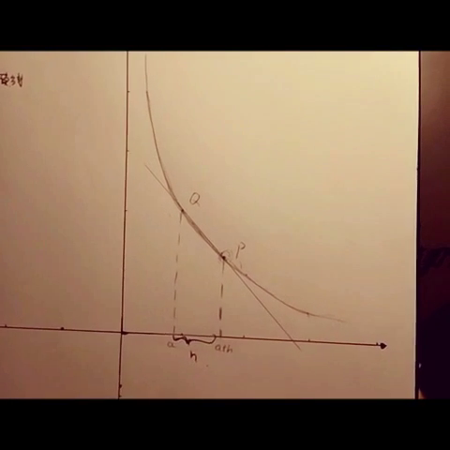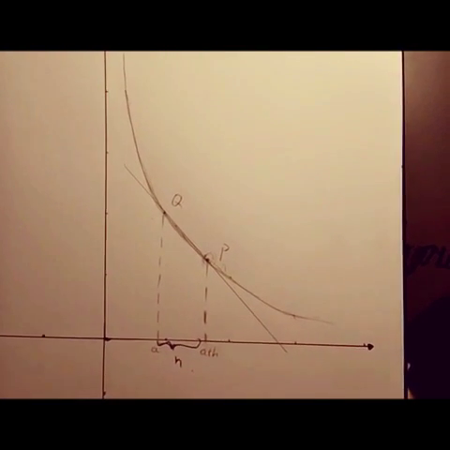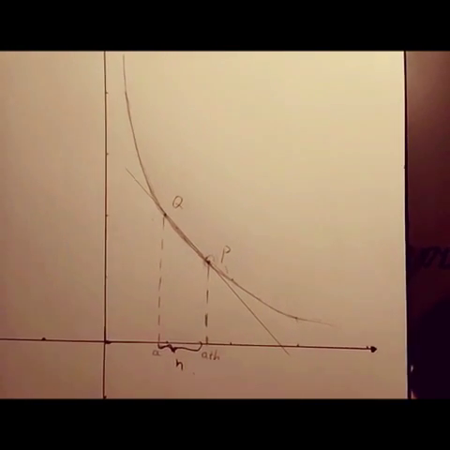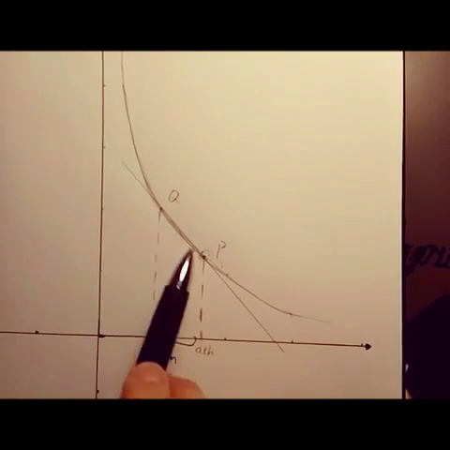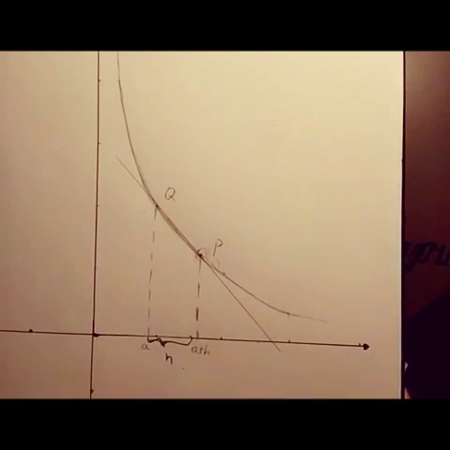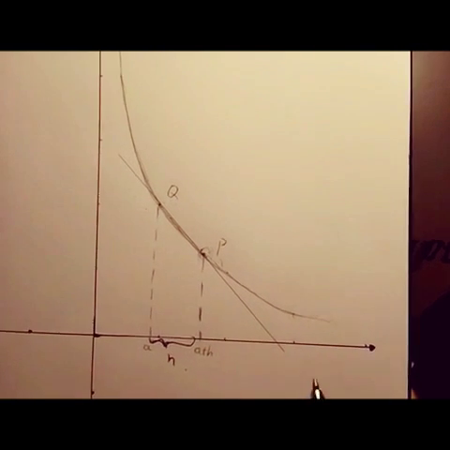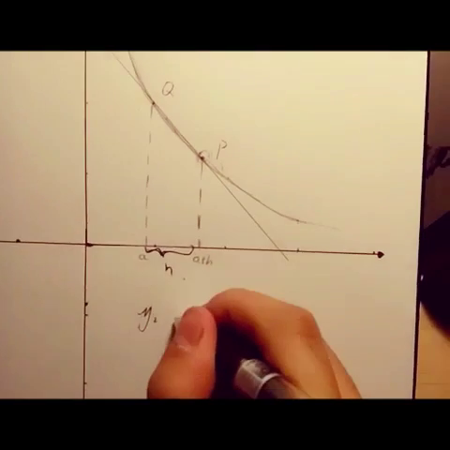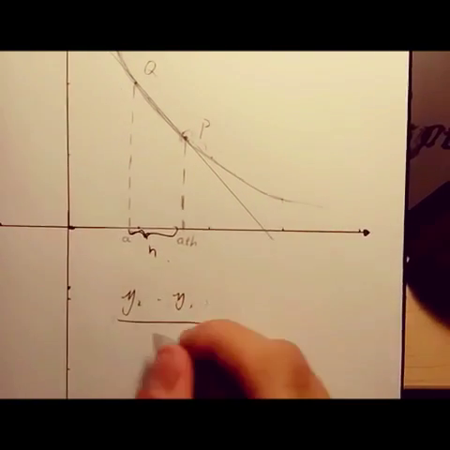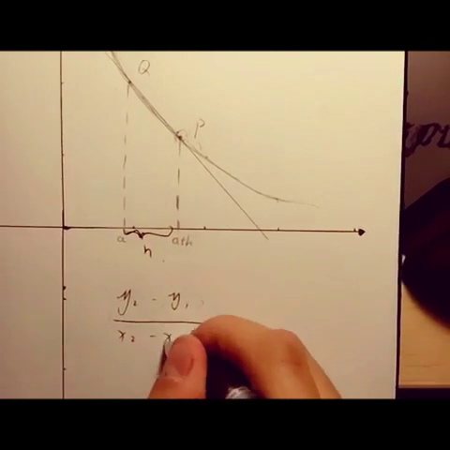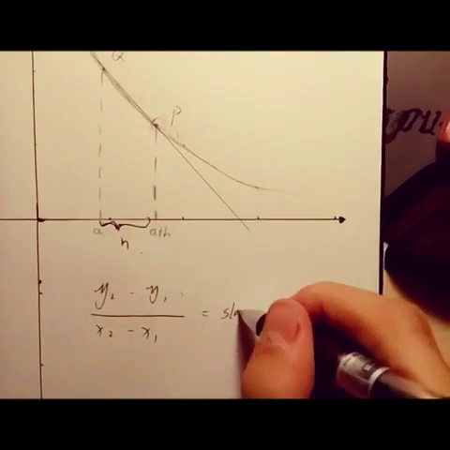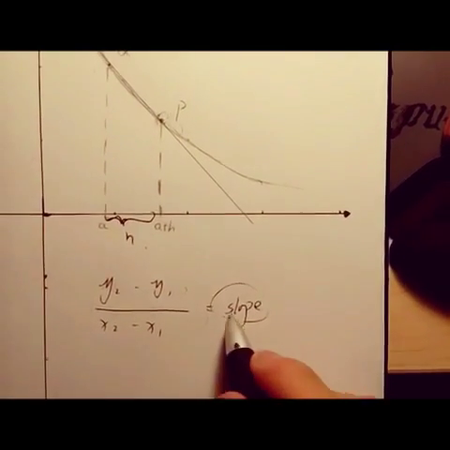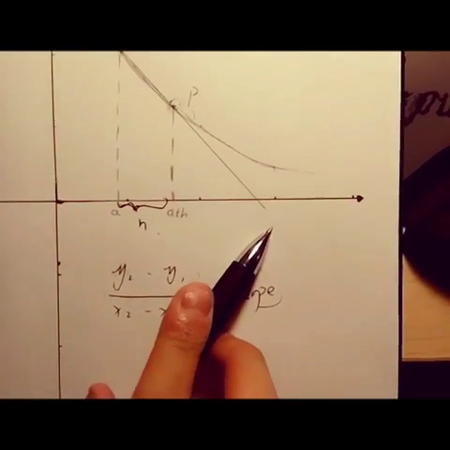Now we can develop the formula for the slope of this secant. Like I just said, this is point Q and point P. This is the secant. Now we don't need to care about that. We can just write y2 minus y1 divided by x2 minus x1. That is the slope of any secant, right?